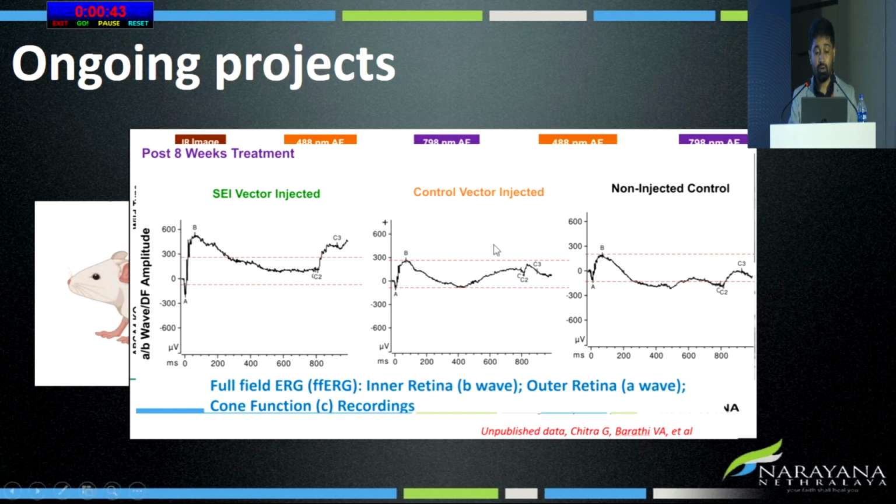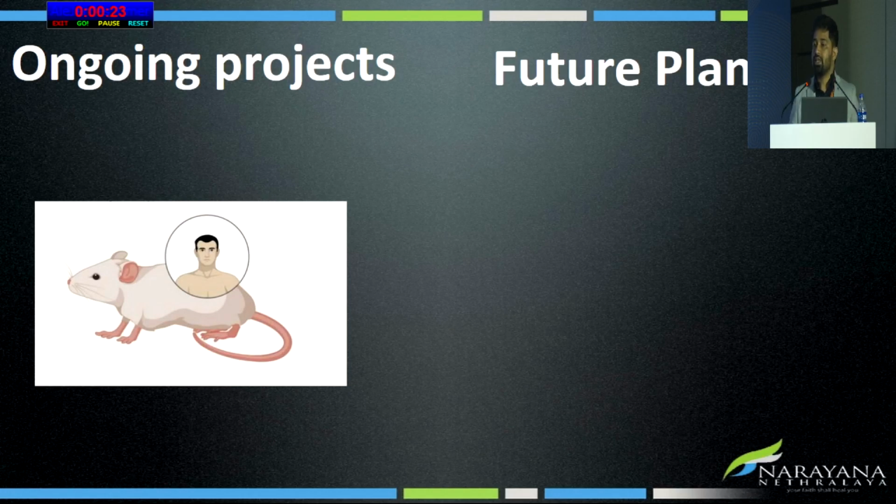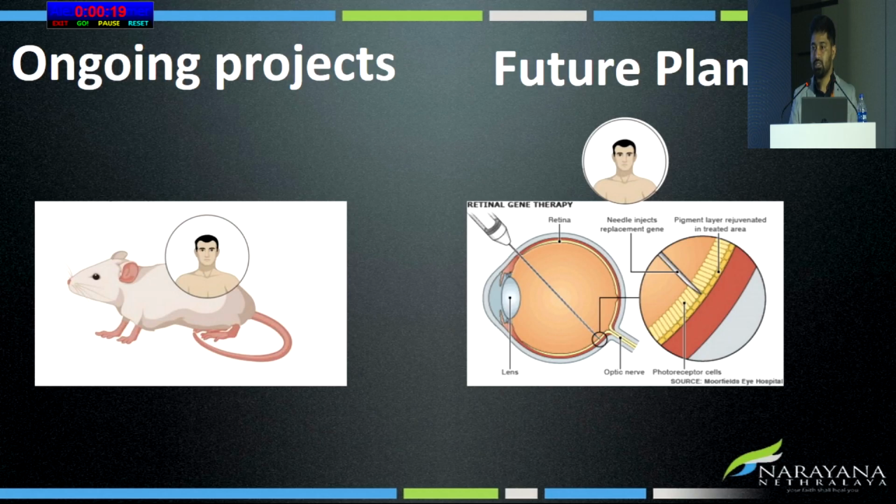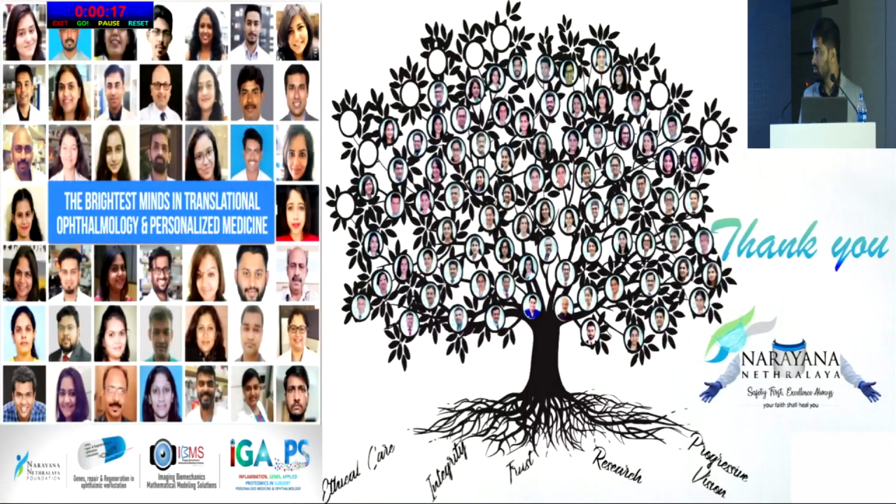As compared to the control vector and the non-injected mice, you can see the mice which received the dual vector injection had a better amplitude of A and B wave. Someone was just asking me, the newly approved Luxturna costs 6.5 crores. How are you going to bring down the cost so that Indian patients can afford it? This is the way. Our future plan is to study the epigenetic factors, which is the limitation of this study, and also to start the human gene therapy trial. Thank you so much.